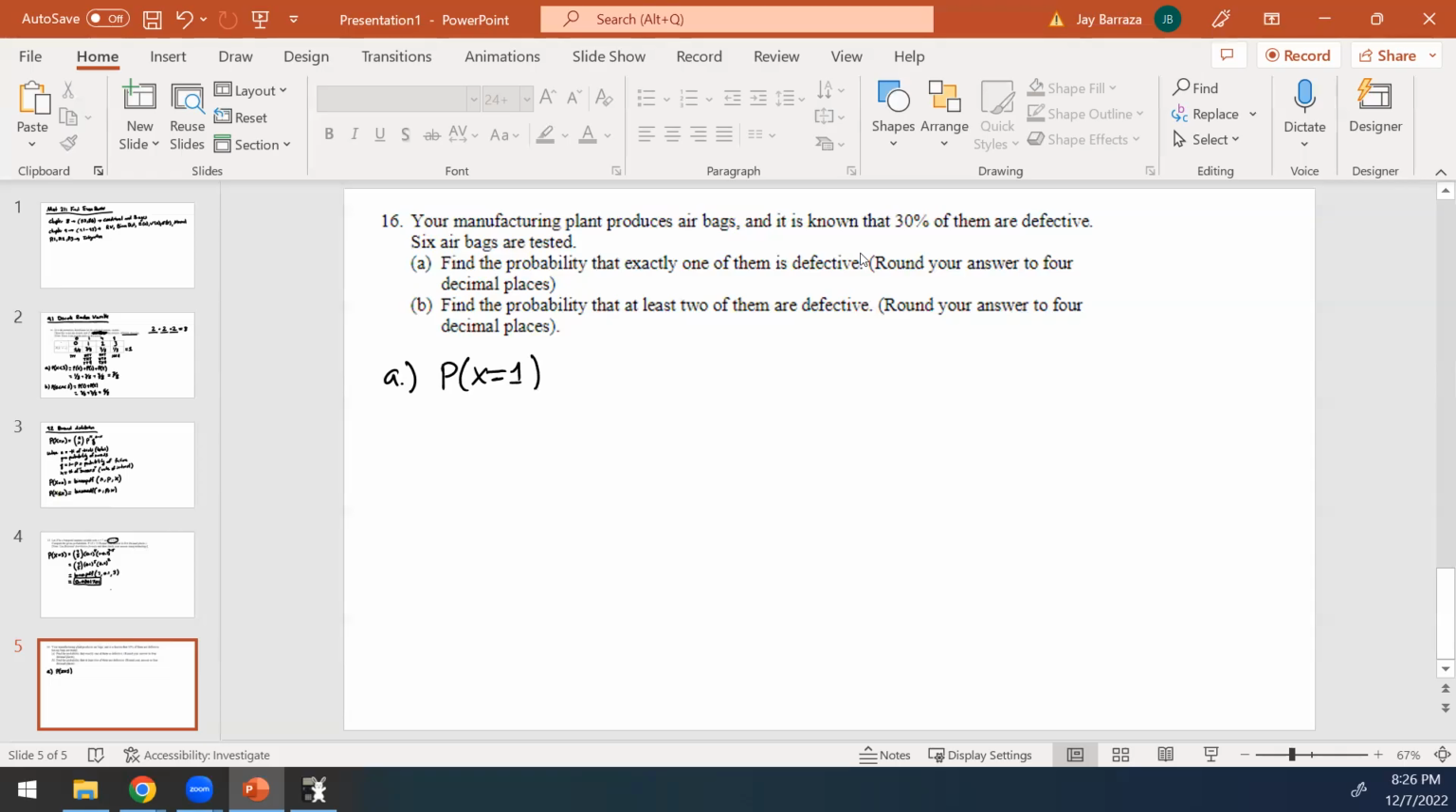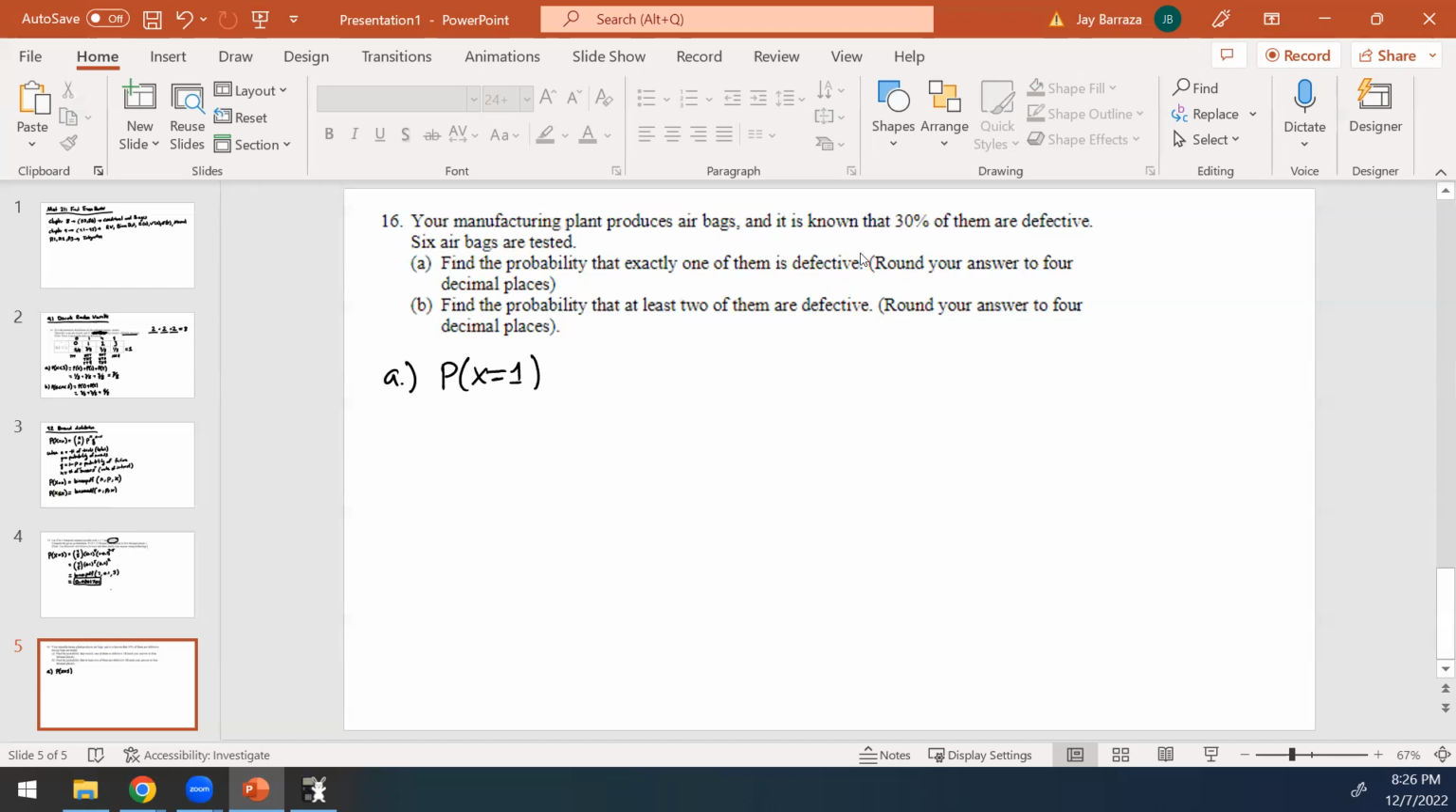Then I have to figure out what n and p and x are. Now, you might be thinking, wait a minute, how do I know this is binomial? Well, what else could it be? You're given a quantity, 6 airbags. You're given a probability that's the same for everything. They just say 30%.